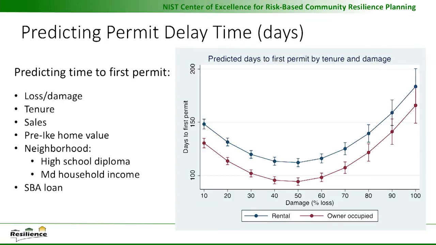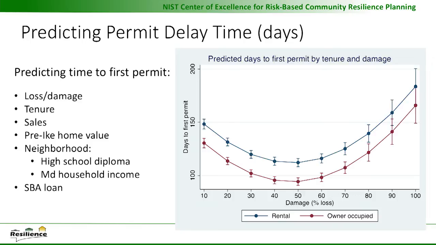The final element that I just want to show you about is permitting. We've talked about permitting as having major consequences for delaying the recovery and restoration process. So we've looked at the permitting process for structures in Galveston, predicting the earliest date for permits being pulled based on loss, tenure, sales, pre-Ike value, neighborhood characteristics, and then we're so happy to actually have some data on resources, SBA as well, looking at that.